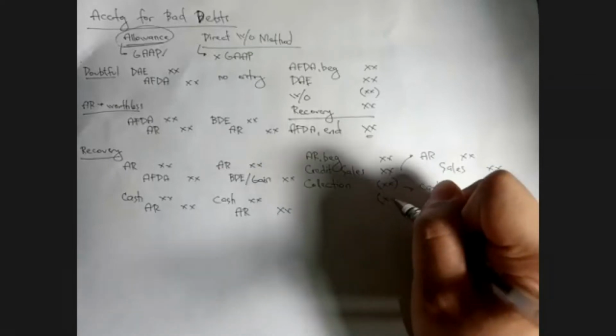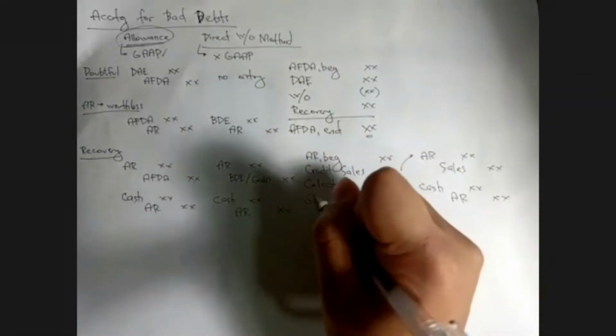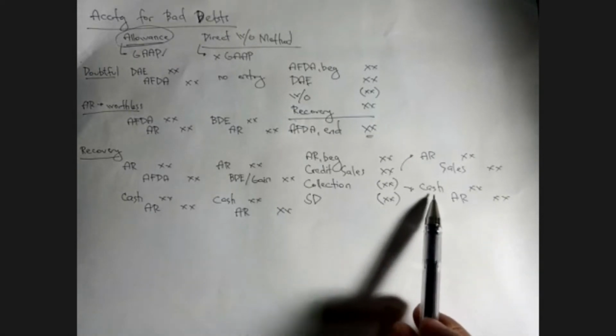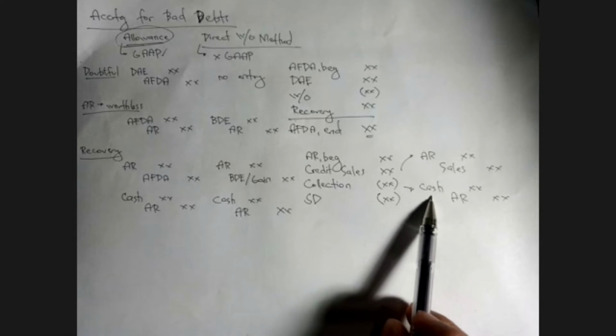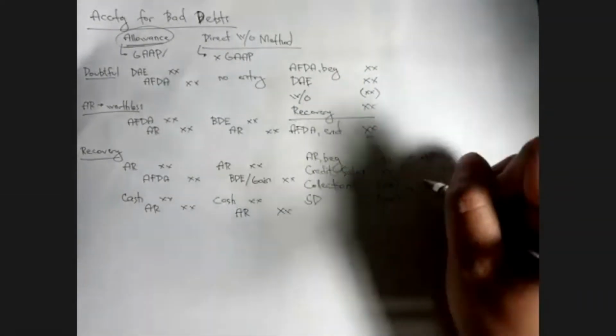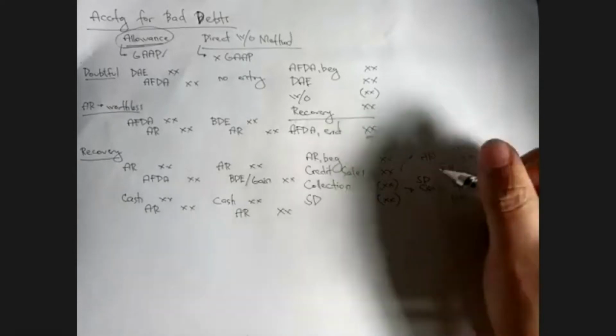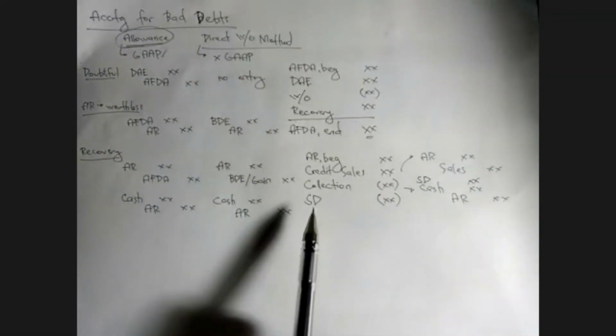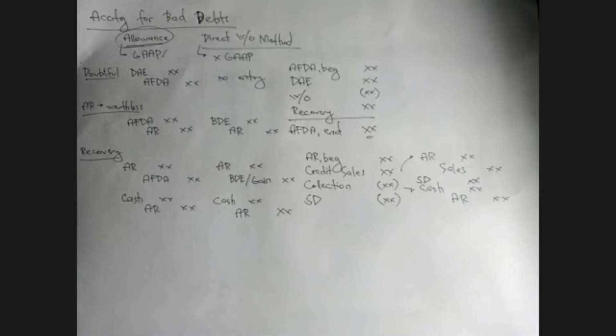Ibabawas din natin dyan si sales discount because minsan kapag naka-receive tayo ng collection that is within the discount period, yung cash dito, as discussed in my previous video, naka-net na yan. Therefore, meron pa tayong additional debit and that's the sales discount account. Ibig sabihin, para kumpleto ang mai-deduct dito na AR, dapat i-deduct mo rin si sales discount.